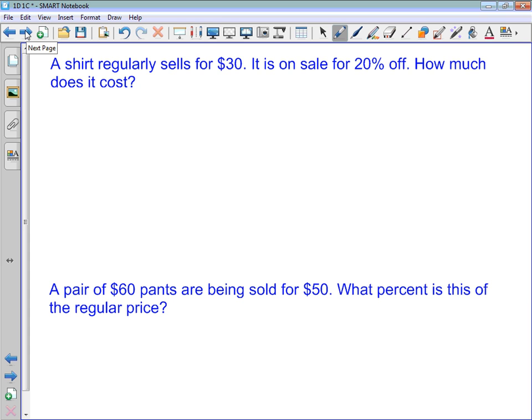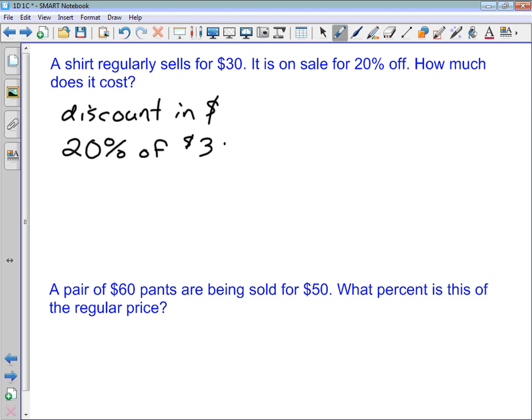So a little problem solving here. A shirt regularly sells for $30. It is on sale for 20% off. How much does it cost? Okay. So first off, we have to figure out how much is the discount, or the amount that is taken off, in dollars. Well, if they're taking 20% off, we want to find 20% of $30.